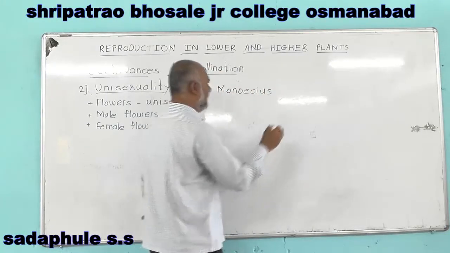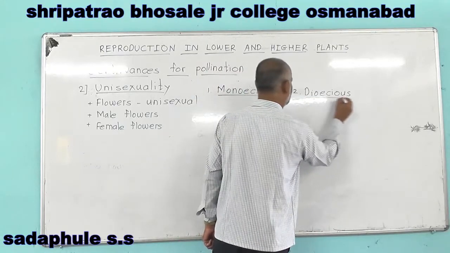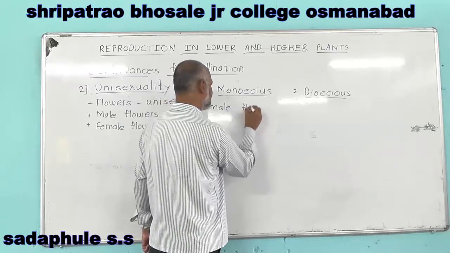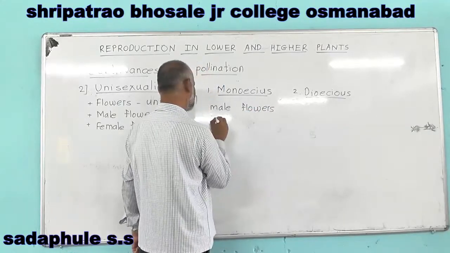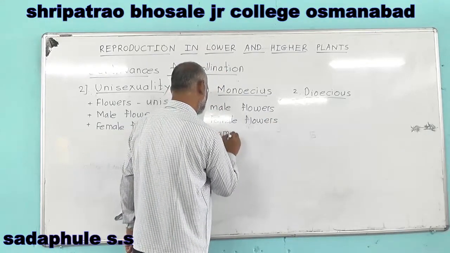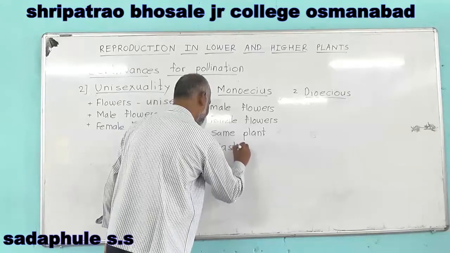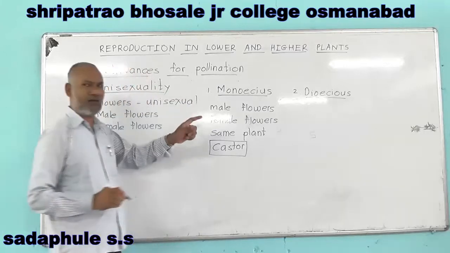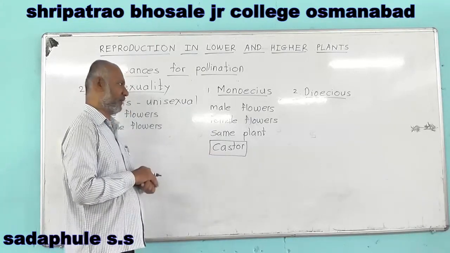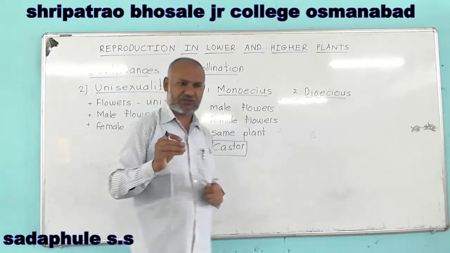Number one, monoecious, and number two, dioecious. Monoecious condition and dioecious condition. In monoecious condition, male and female flowers are present on the same plant body. Okay, example castor. In castor, there is presence of separate male and female flowers, but these two flowers are present on the same plant body. This condition prevents self-pollination.